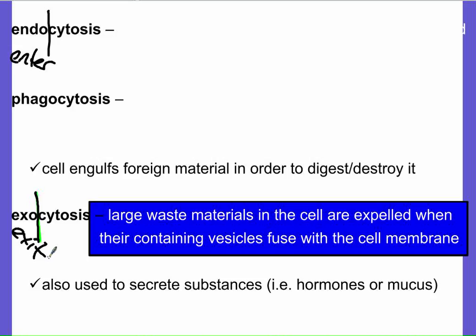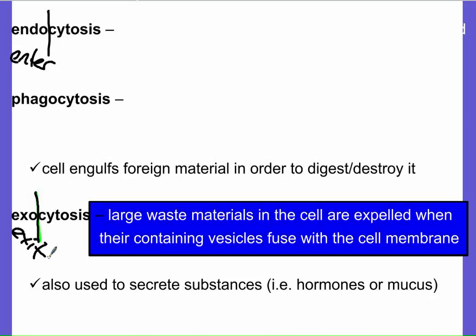Sometimes it's not a waste product. Sometimes it's something you need to secrete, like a hormone or a mucus, right? The cells inside your nostrils produce mucus that they excrete, and that's the snot that you have to blow out every once in a while, right? And that's necessary. It's used for a purpose. In that case, it was to try and catch things that you're breathing in and keep the bacteria and stuff out of your lungs.